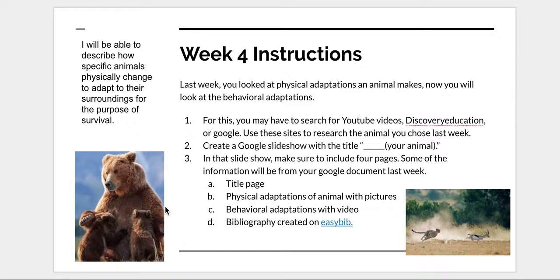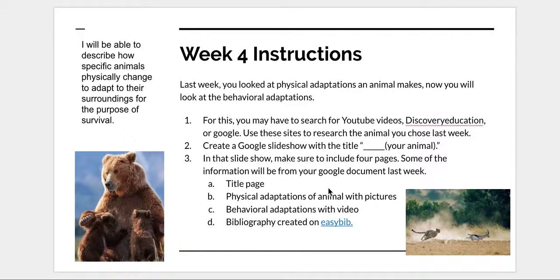Behavioral adaptations are going to be how animals change the way they behave to benefit them. So a lot of times, many times, it has to do with how they take care of their young, or how they act around other animals or in certain situations. Those are going to be more behavioral. So this week, that's what you're going to be looking at.